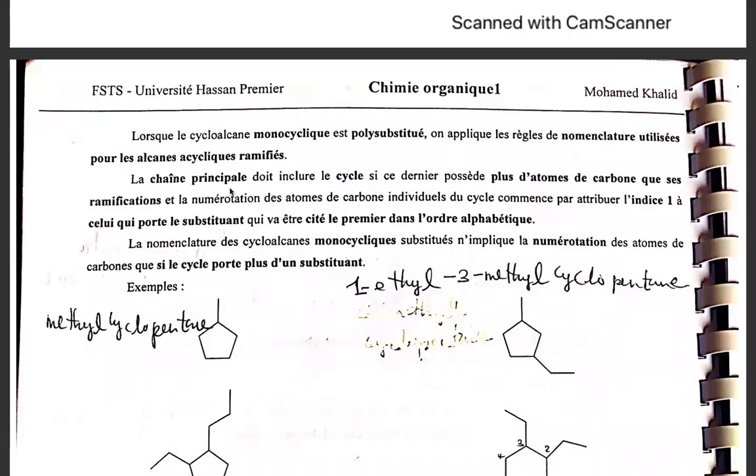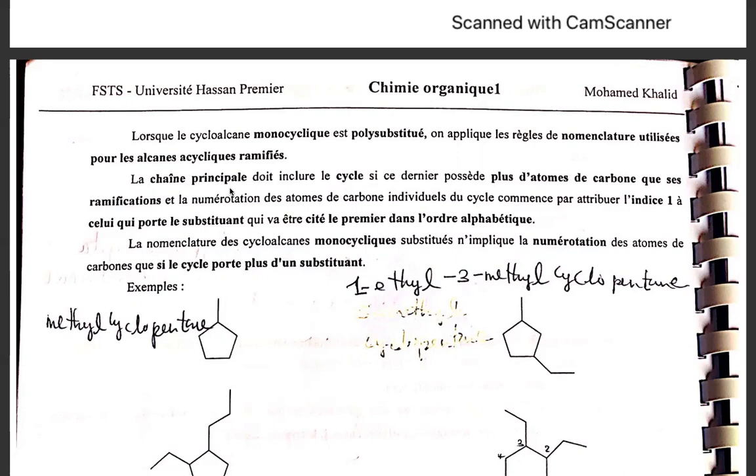La chaîne principale doit inclure le cycle si cette dernière possède plus d'atomes de carbone que ses ramifications et la numérotation des atomes de carbone individuels du cycle commence par attribuer à celui qui porte le substituant qui va être cité le premier dans l'ordre. Has it answered your question?